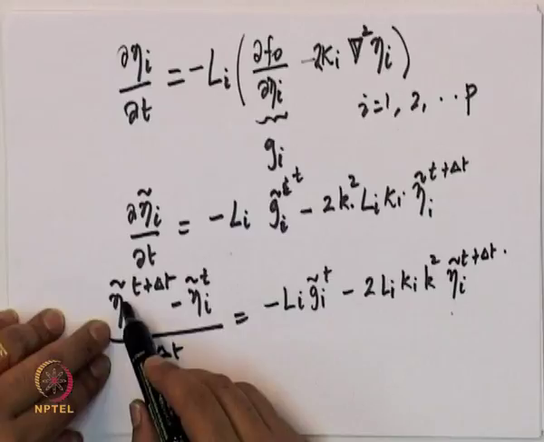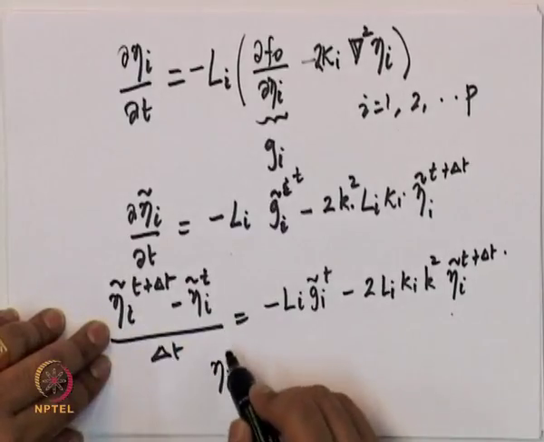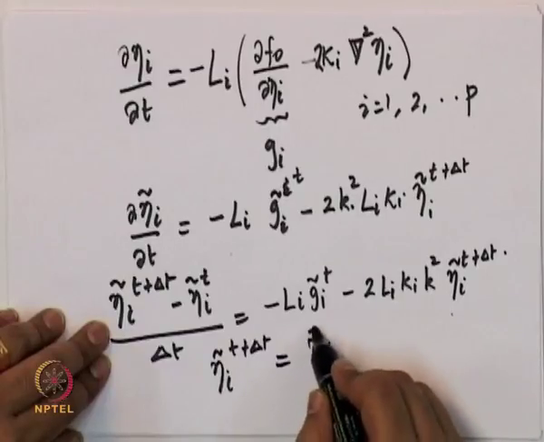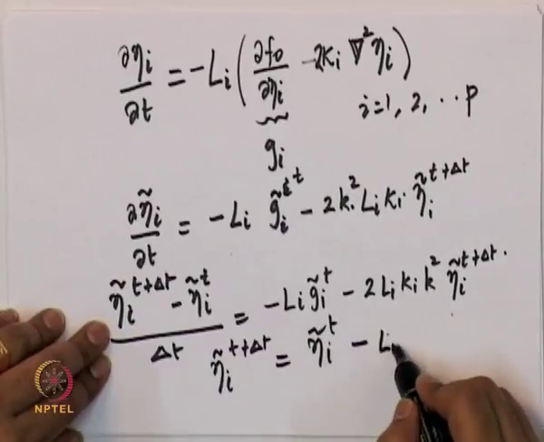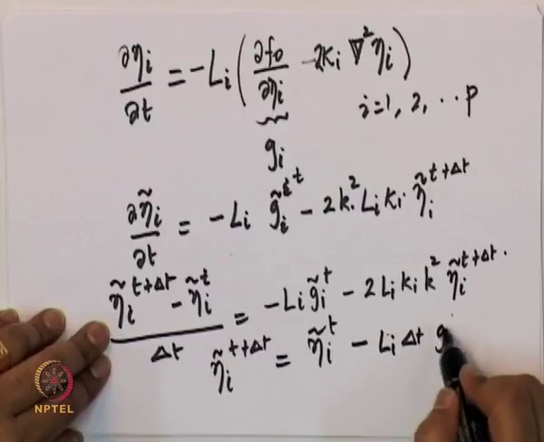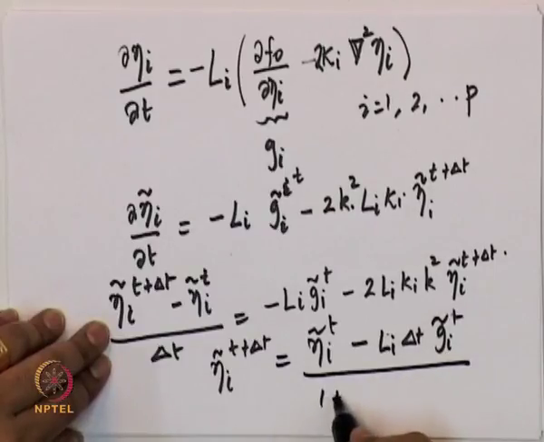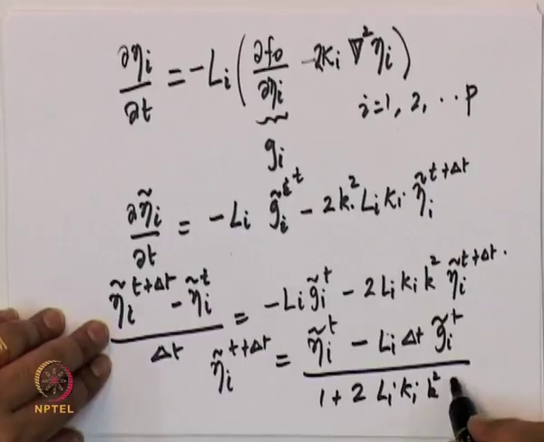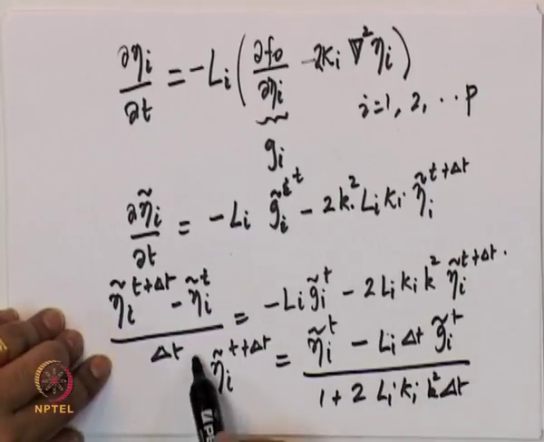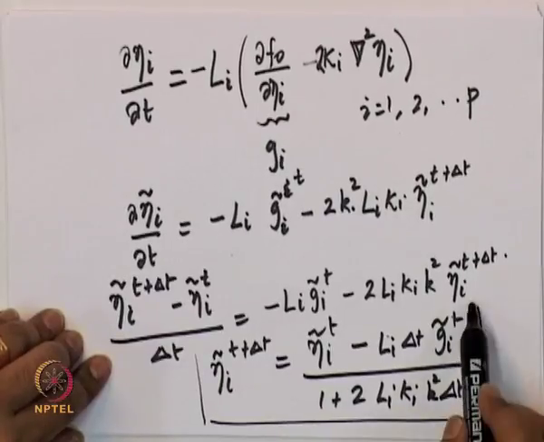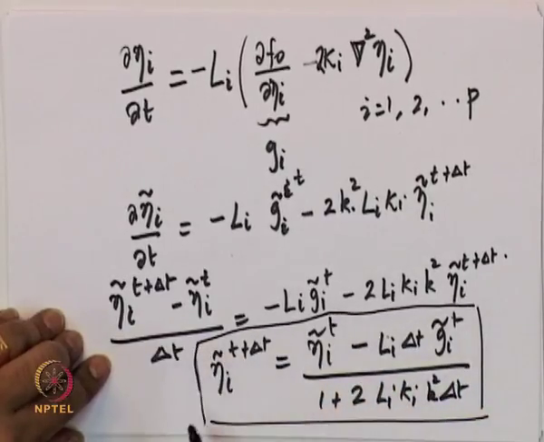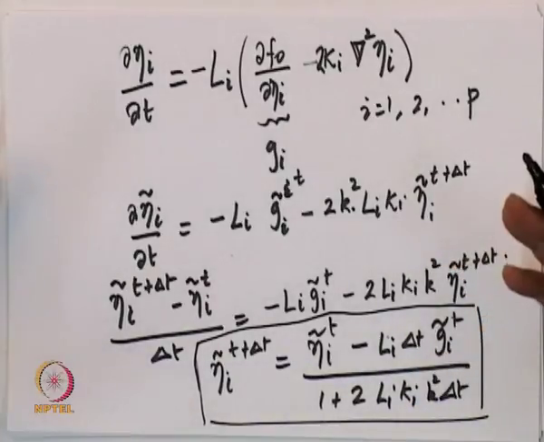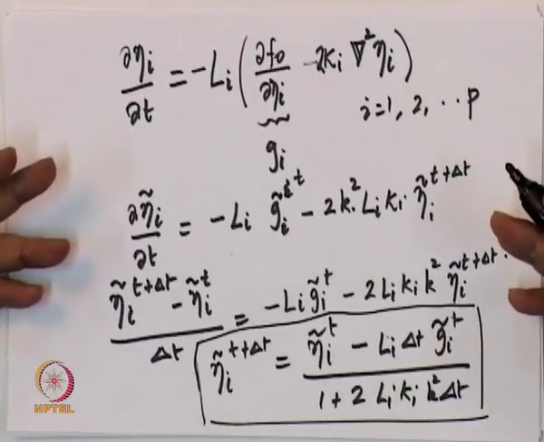So we are going to take this and write eta I tilde at t plus delta t as eta I tilde at t minus L I delta t g I tilde at t, divided by 1 plus 2 L I kappa I k squared delta t, right. So this is the evolution equation. We need to write an evolution equation for each one of the order parameters, and then that code will do the grain growth.